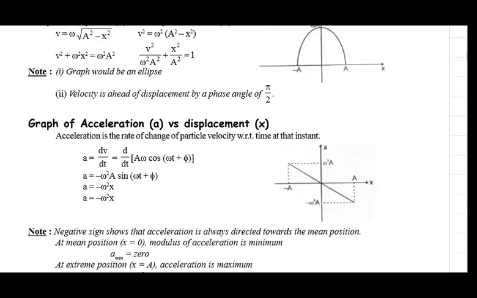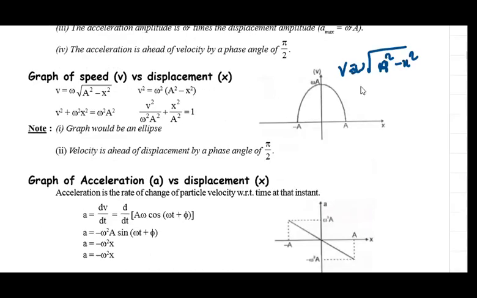So this is the graph of velocity with respect to x, and this is the graph of acceleration with respect to x. So as you know, v is equal to omega times the square root of a square minus x square, right?